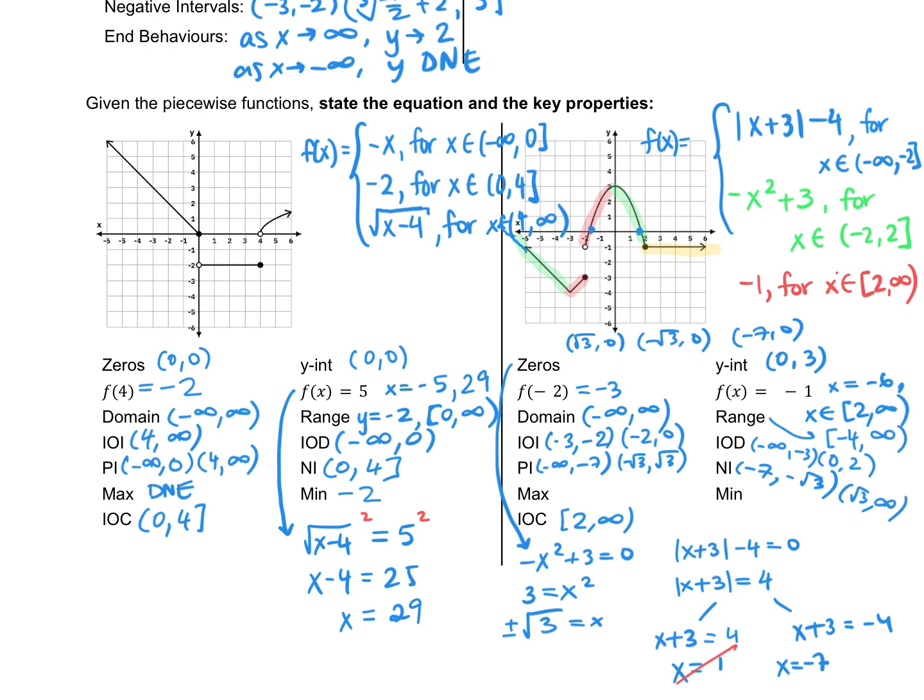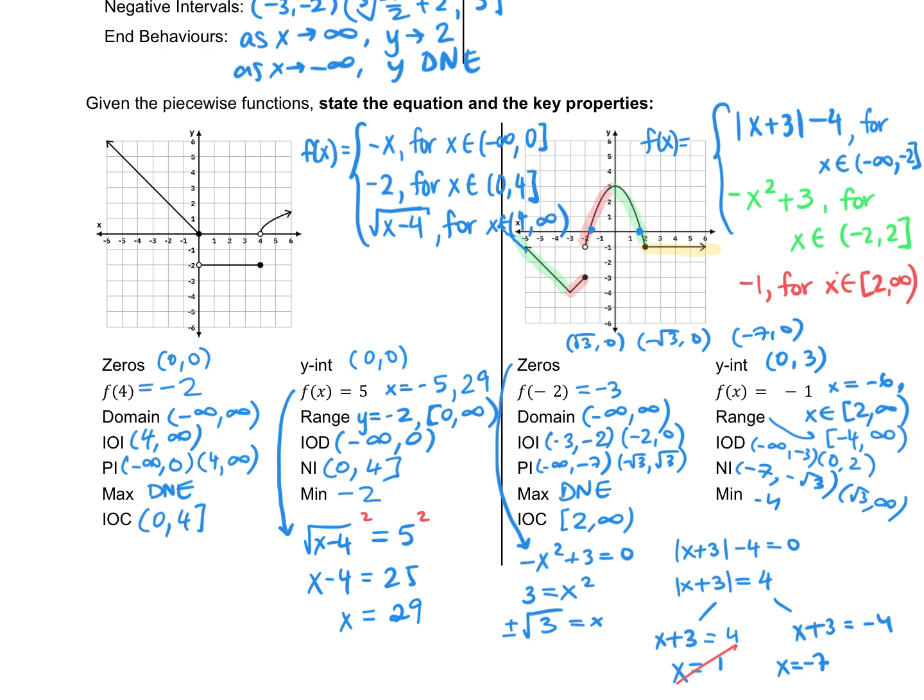Maximum we don't have, okay? Don't let the parabola trick you. The absolute value sign is going forever. So it does not exist. And our minimum would be that little vertex of the absolute value. So we have a minimum of negative 4.